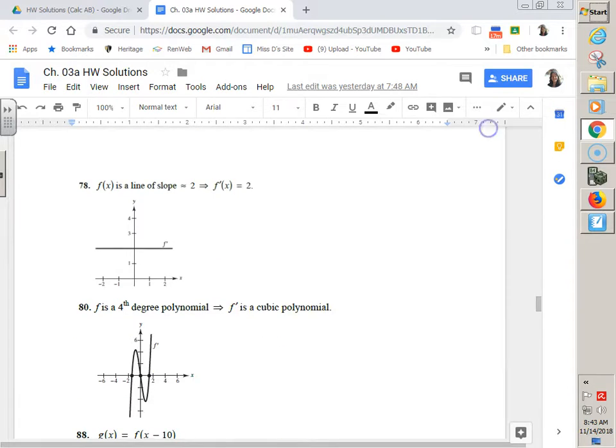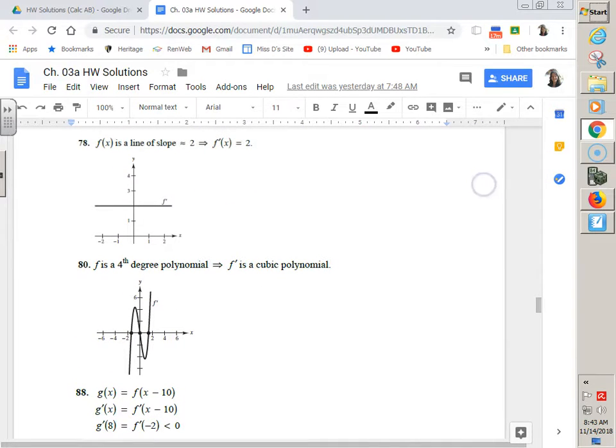What else do we got? 78, they said the slope was 2 because they're geniuses and they know what problem they gave you, but the bigger question, did you guys figure out that the slope is just a horizontal line, it's constant? The slope is constant, hence the horizontal line. Number 80, this is kind of what Ryan was thinking of.